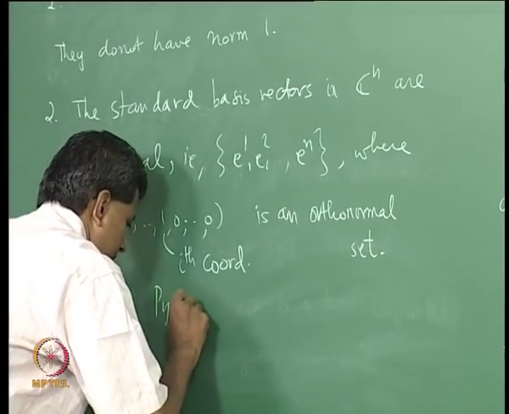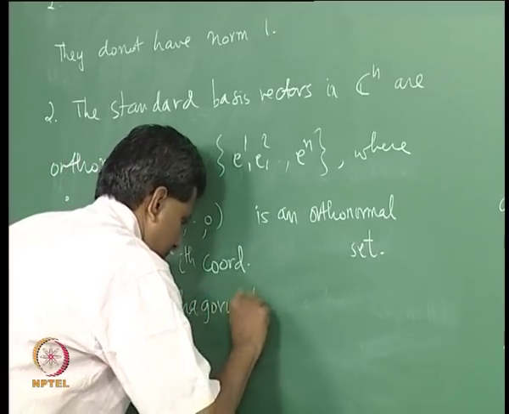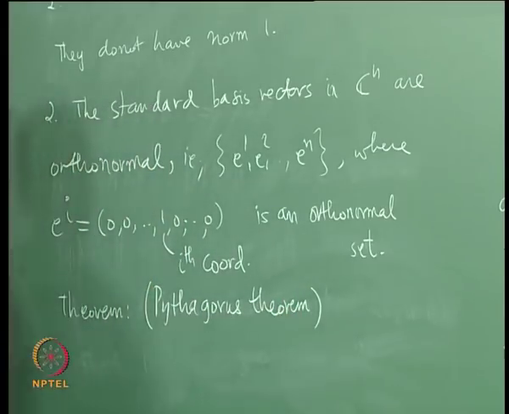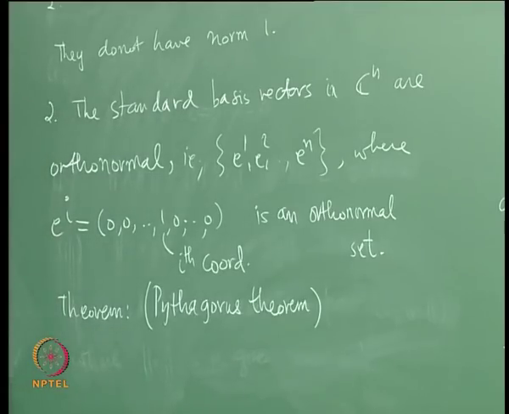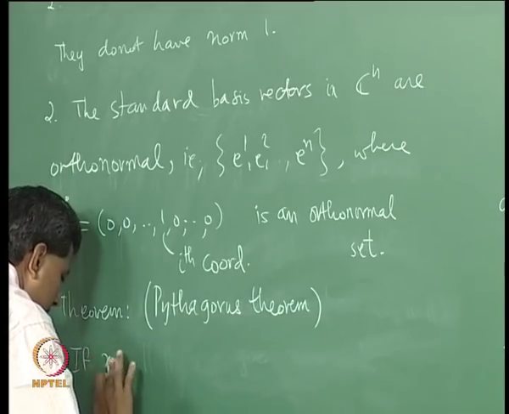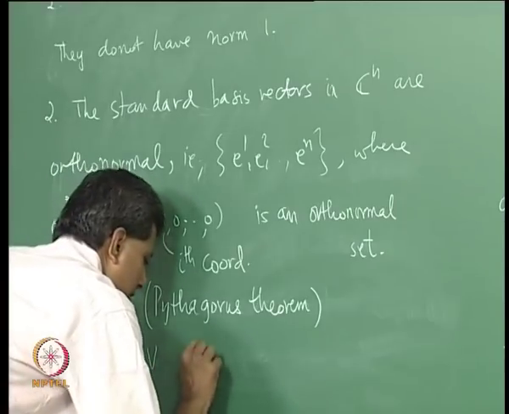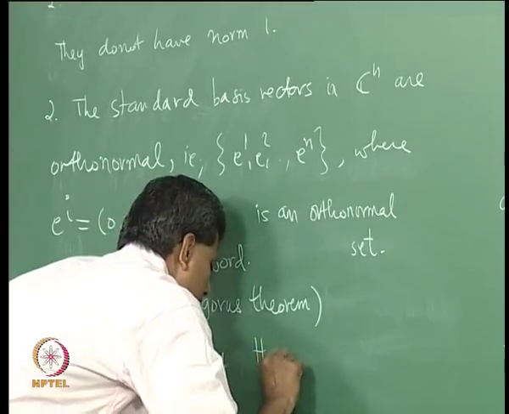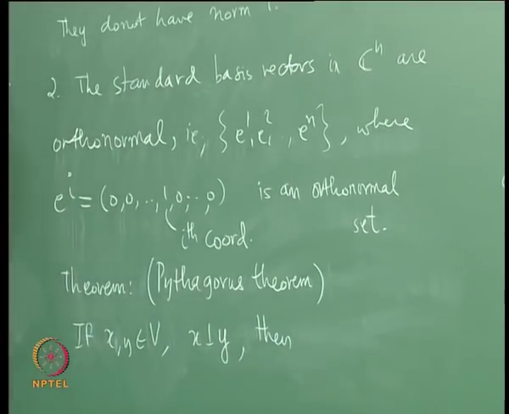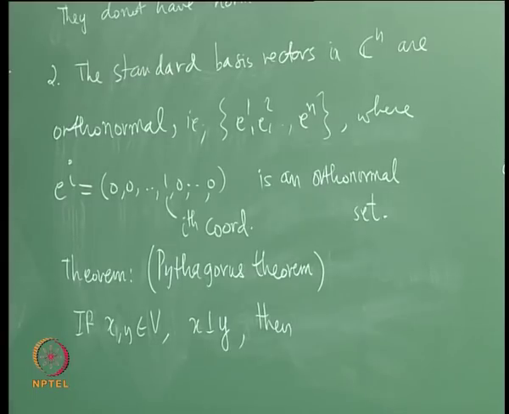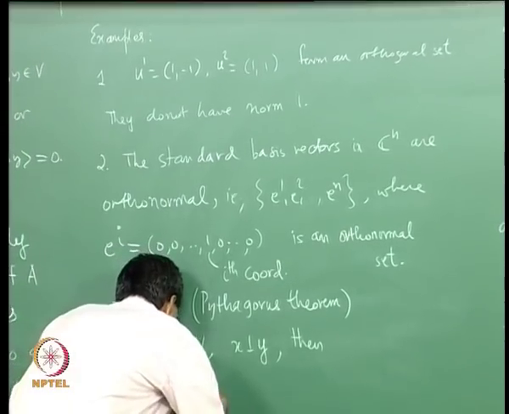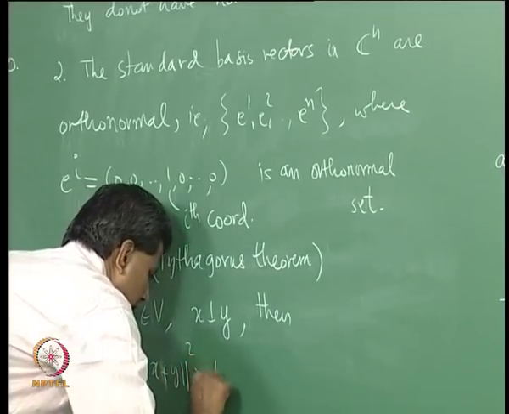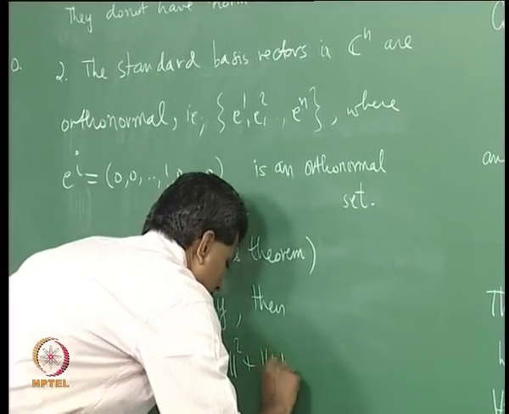Pythagoras theorem. The setting is an inner product space. If x and y belong to an inner product space such that x is perpendicular to y, then in a right triangle, there is a hypotenuse and two other sides. The sum of the squares of the lengths of the other two sides is equal to the square of the length of the hypotenuse. Norm of x plus y squared is norm x squared plus norm y squared.